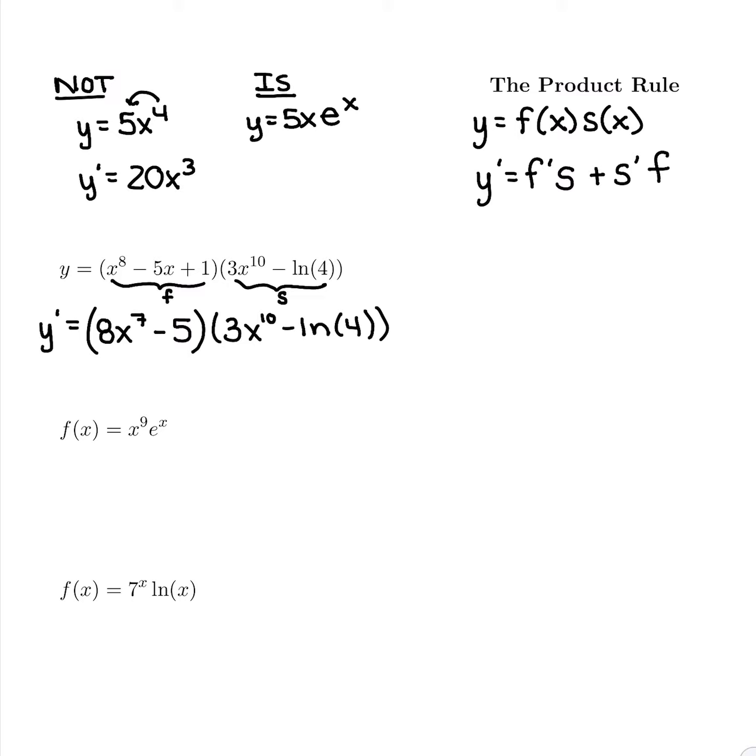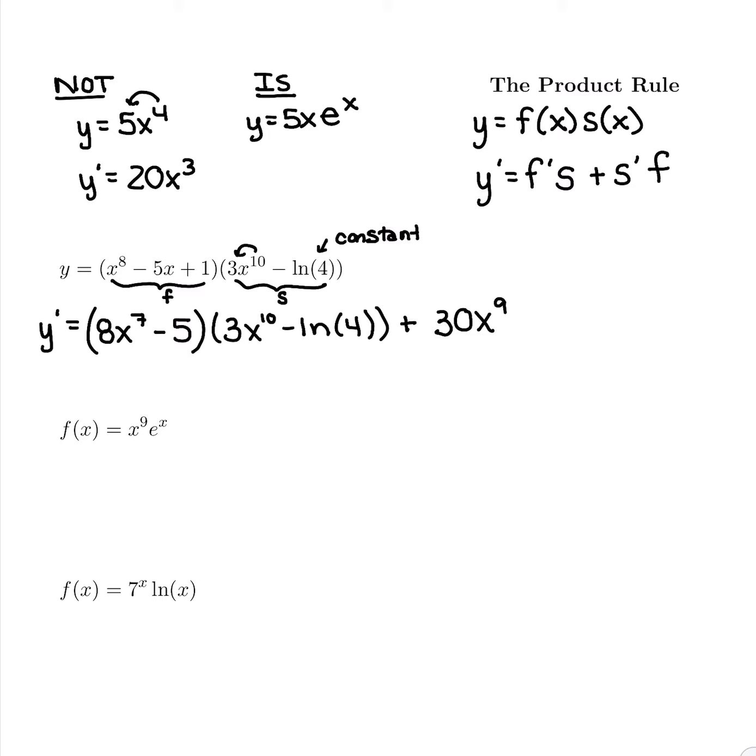The derivative of the first times the original second plus, now I do the derivative of the second, derivative of 3x to the 10th. We're going to bring down that power. It's going to give us 30x to the 9th. And the derivative of ln of 4 is a constant. So it has a derivative of 0.